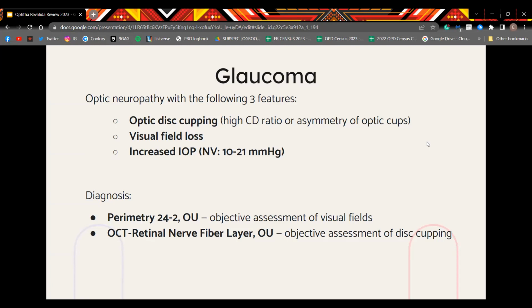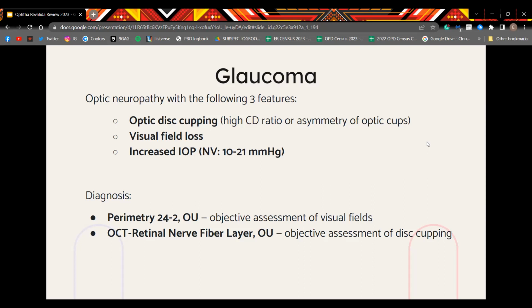Other than optic disc cupping, you would also note visual field loss. So you could assess this with the confrontation testing. And then increased IOP. Again, I don't think pwede kayo mag-tonometry eh. So pwede naman siguro yung digital tonometry, using your hands. Ang normal again would be parang consistency ng tip of the nose.